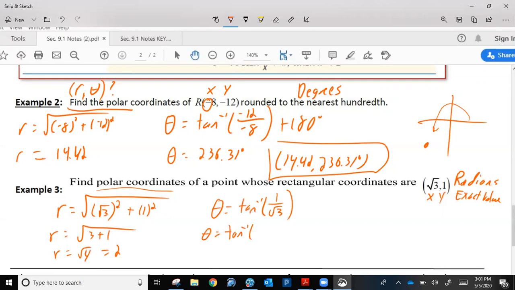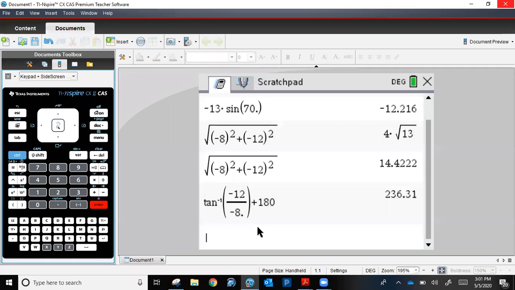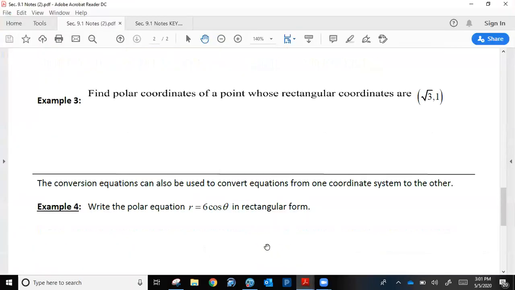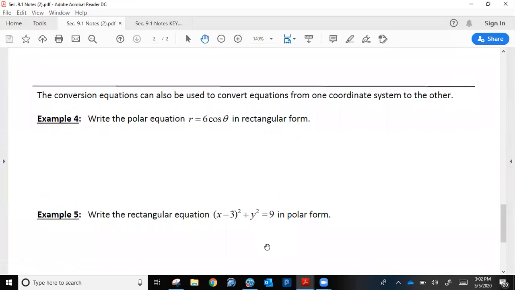If you clean up that fraction of 1 over radical 3, rationalize it into radical 3 over 3, that's a tangent problem we should know. And tangent equals radical 3 over 3 at a pi over 6 radian angle. So we have a solution of 2, comma, pi over 6. Okay, so that was converting points back and forth, individual spots on a curve back and forth. We can also do entire equations.